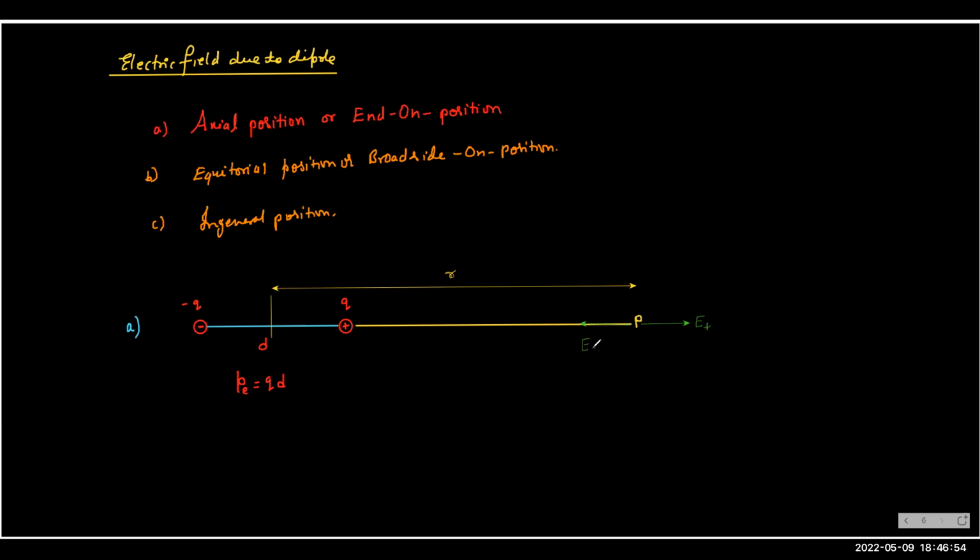Okay, and therefore the net electric field at point P will be equal to E plus minus E minus. Because they are along the same line, it's easy to find the resultant, isn't it? Yes, sir. So can you solve for the EP part, because this is some calculation which you can do easily. So try doing the calculation.